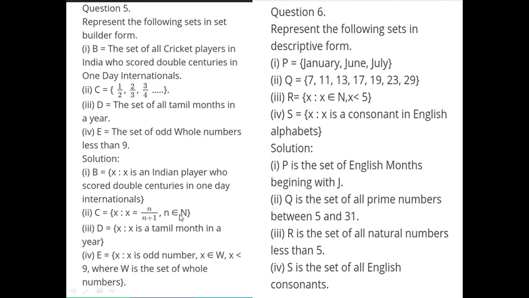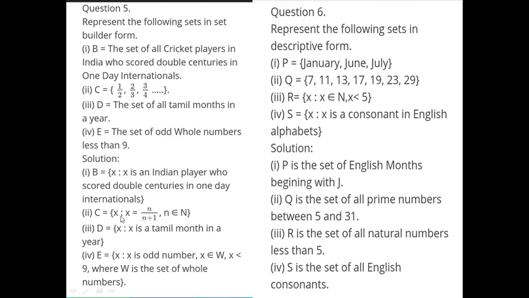When I place the value 1 for n, n plus 1 is 1 plus 1, which is 2. When n is 2, it will be 2 by 2 plus 1, which is 2 by 3. When n is equal to 3, I can write 3 by 3 plus 1, which is 4, and it goes on. So this is how we represent the elements by a rule.